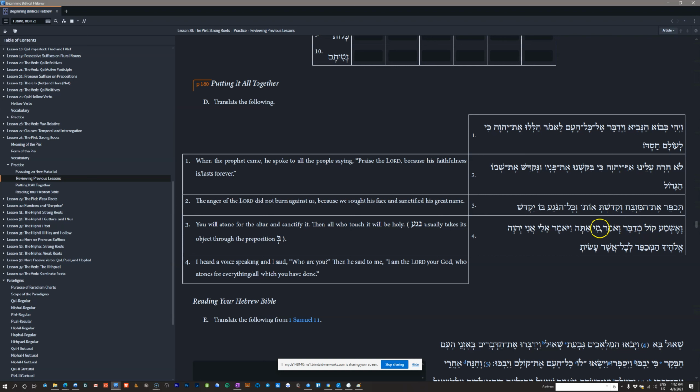The amor, so again, we've got another vav relative here, but because of the aleph, we don't get the vav patach dagesh, we get the vav kametz. I heard a voice speaking, and I said, this is the 1CS form of amar, I said, mi ata. Remember, mi means who. Mi ata, who you. In Hebrew, they don't need a verb here, who are you, but in English we do.